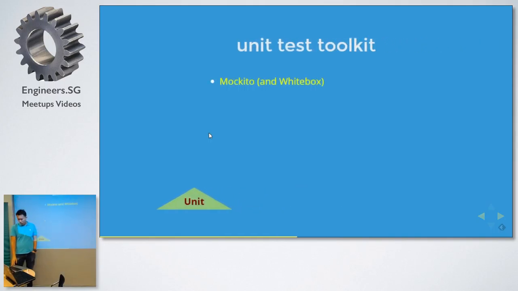Okay, I would like to explain a little bit about the unit test toolkit you can have. Basically, we have Mockito. Have you heard about Mockito? It's a mocking framework that is very handy when you're writing unit tests. It can help you mock certain dependencies that you have in your methods. Included in Mockito is a class called Whitebox. Whitebox allows you to inject objects into your classes, so you don't need to create setters, which might interfere with the design that you intend to have. Whitebox allows you to inject objects directly.